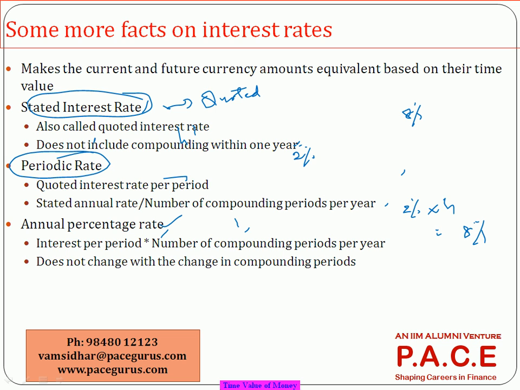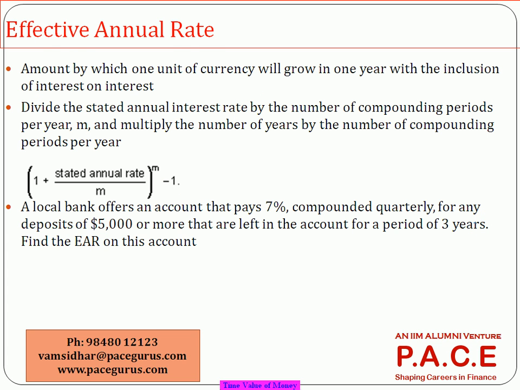Given your periodic rate and the number of periods, you multiply the two to get your annual percentage rate. That's why it does not change with the compounding frequency, whether you are doing semi-annual, annual or quarterly compounding, your annual percentage rate does not change. But what changes is the effective annual rate.